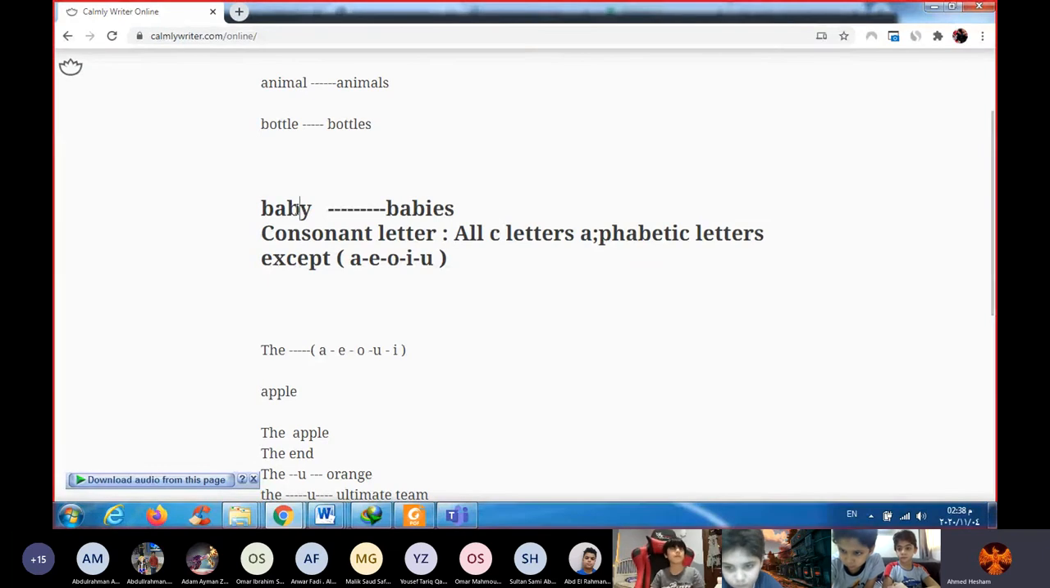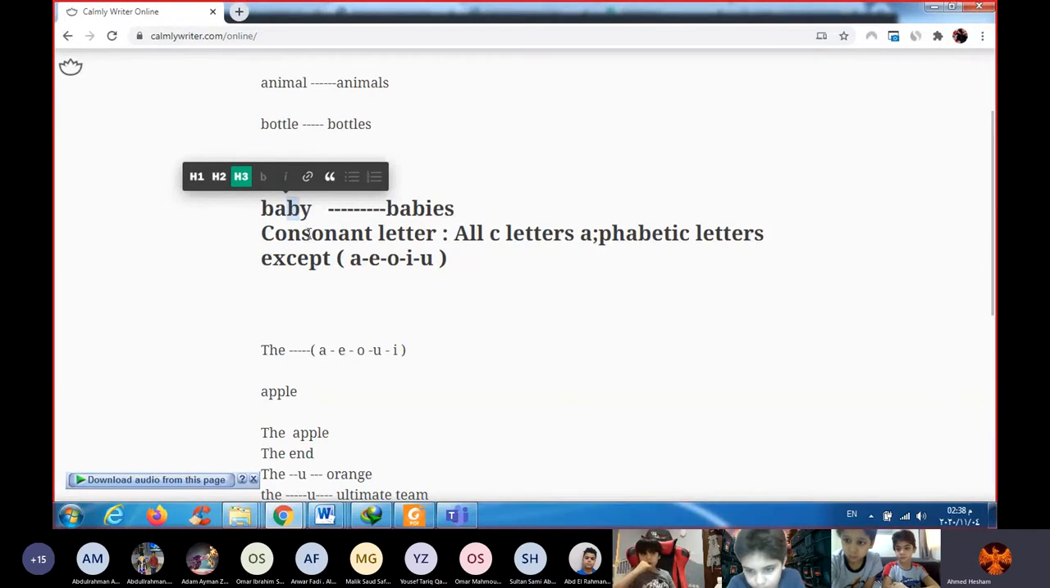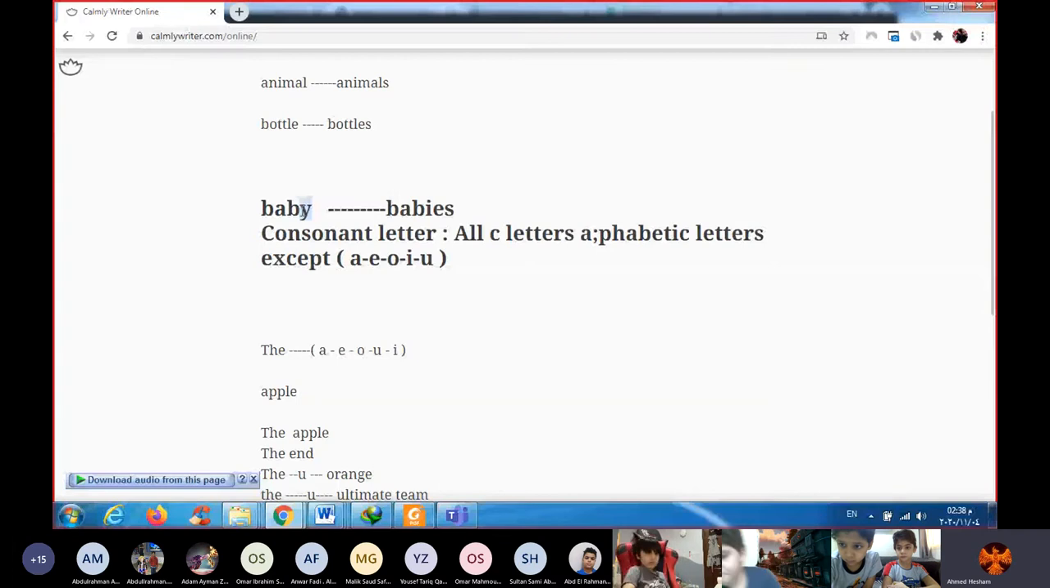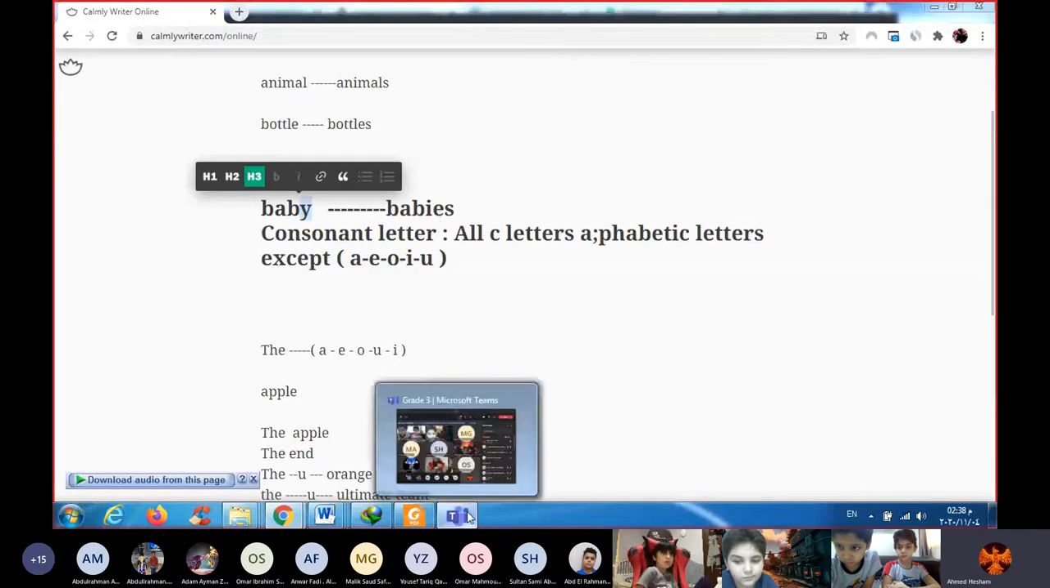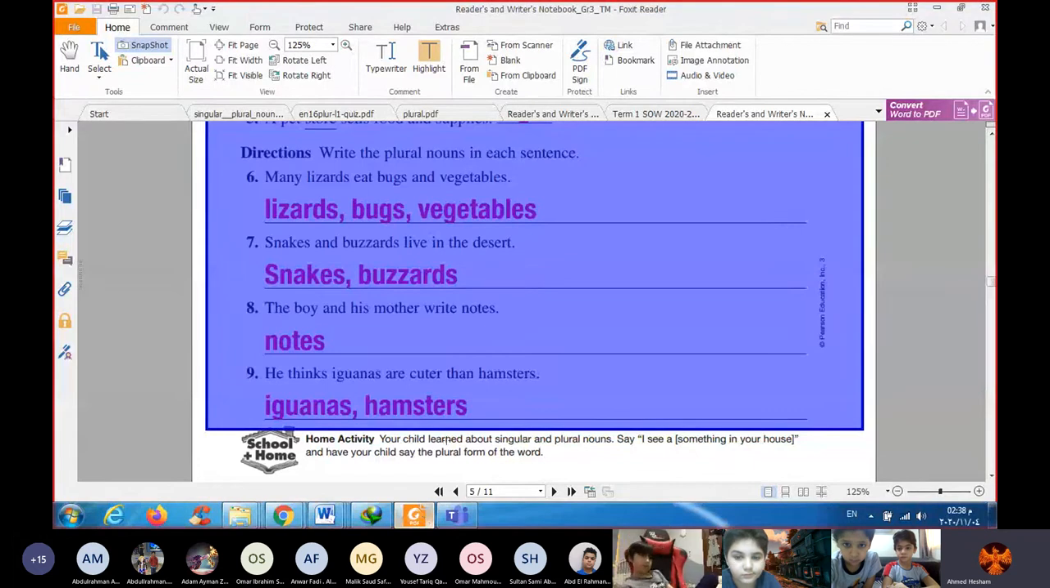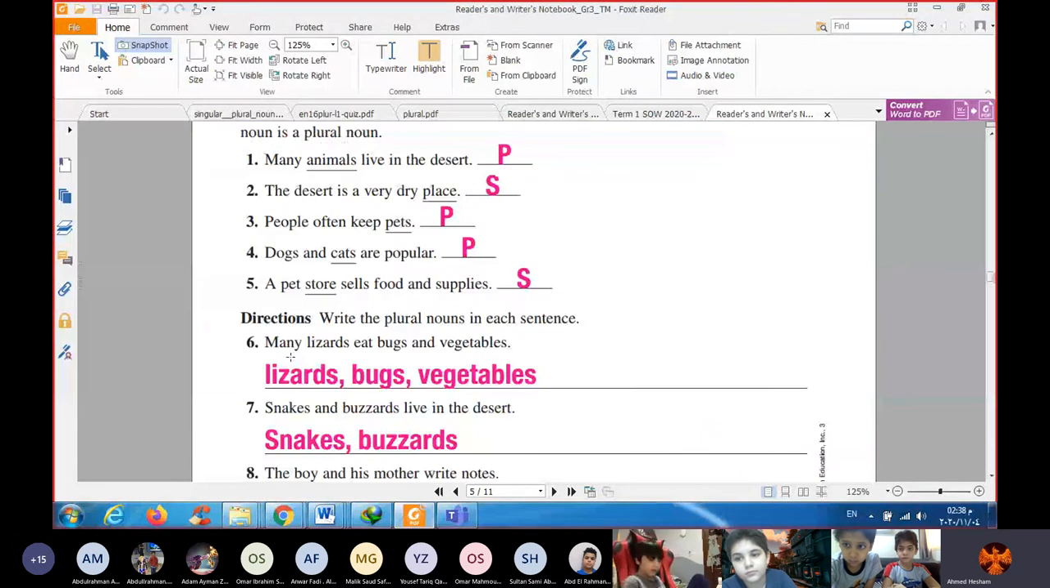So if I have a word that ends with a consonant followed by Y, like B and Y, like C and Y, and so on, R and Y, I'm going to erase Y and add I-E-S. Thank you, Mr. Hamza, for explaining.